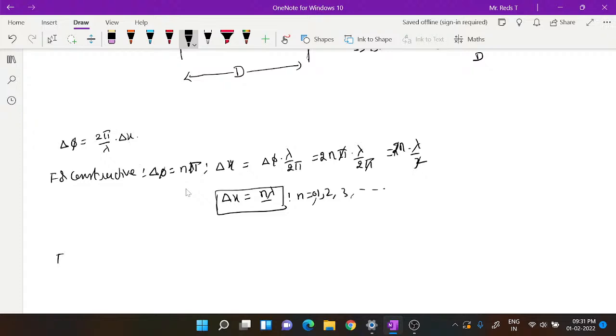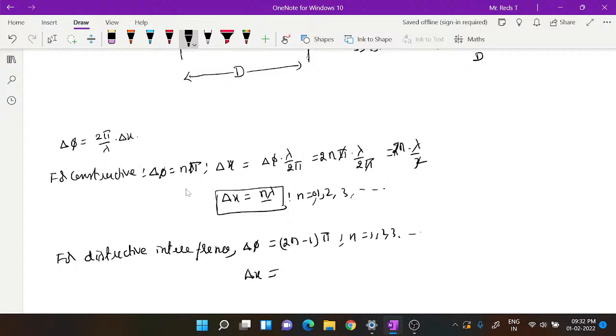Whereas for destructive interference, we know the phase difference should be equal to 2n minus 1 into pi, the odd multiples of pi. So if n is 1, you get pi, for 2, 3 pi, for 3, 5 pi, and so on, where n is 1, 2, 3 and so on. So for destructive interference, the phase difference should be equal to this. The corresponding path difference can be expressed as delta x.